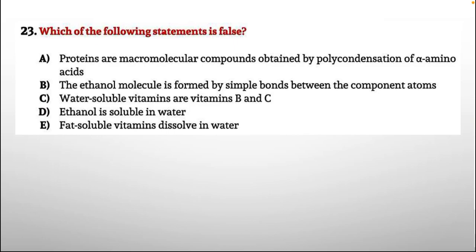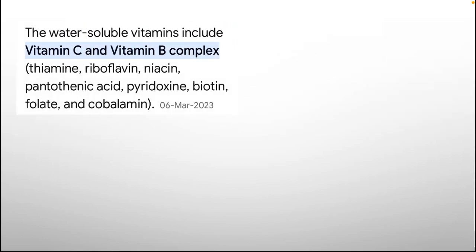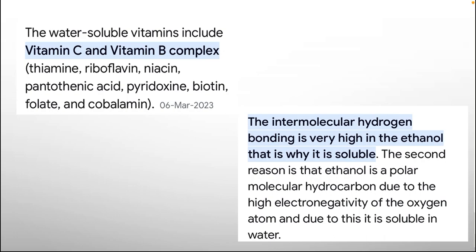So we are moving on to the next slide for some examples or explanation. The water soluble vitamins include vitamin C and B complex: thiamine, riboflavin, niacin, pantothenic acid, pyridoxine, biotin, folate, and cobalamin. The intermolecular hydrogen bonding is very high in ethanol, that is why it is soluble. The second reason is that ethanol is a polar molecule due to the high electronegativity of the oxygen atom, and due to this it is soluble in water.